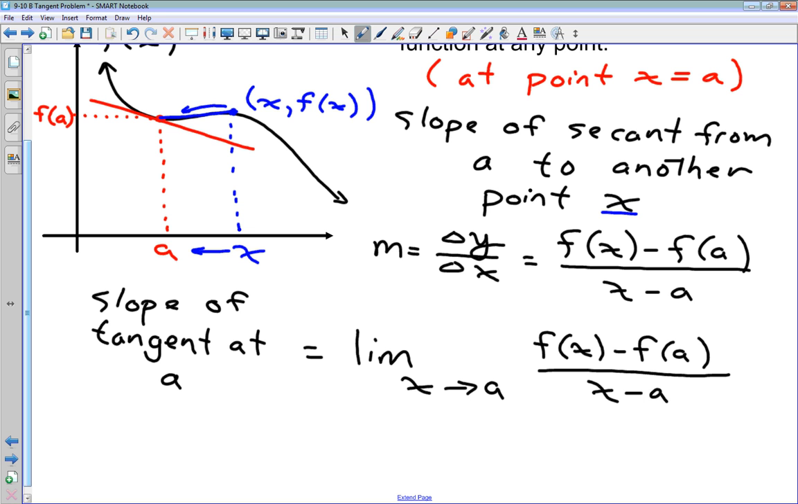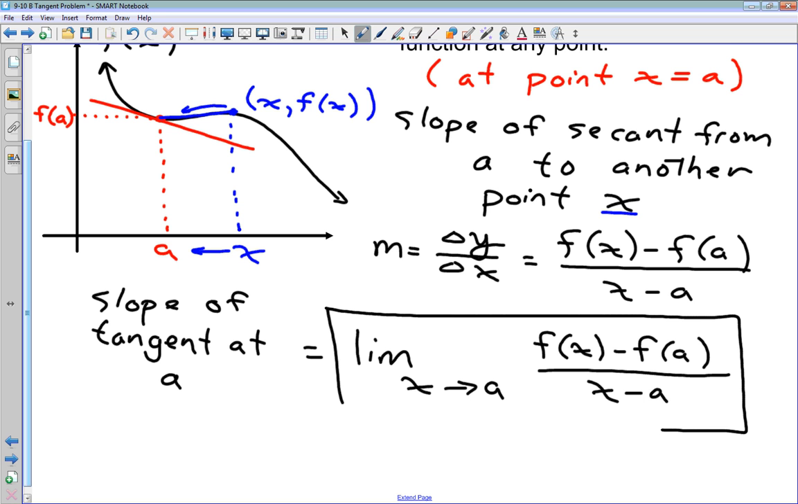So put a box around this, because next up we're just going to do an example where we use that formula there to find the slope of the tangent. So remember, what we're really doing is we're taking a series of slopes of secants and we're looking for the value that everything is tending towards.